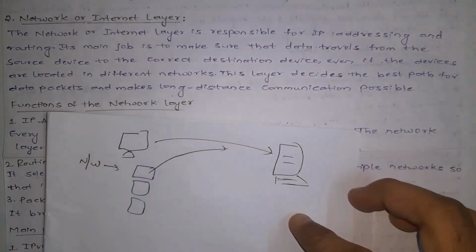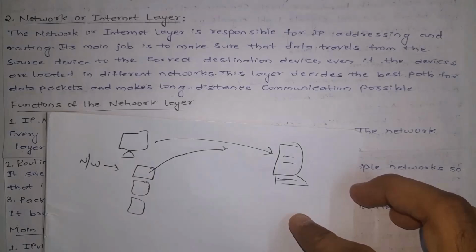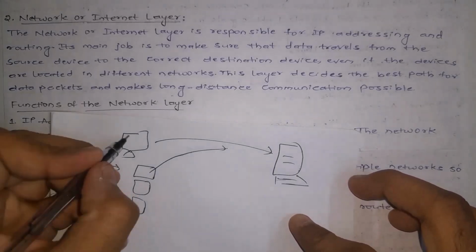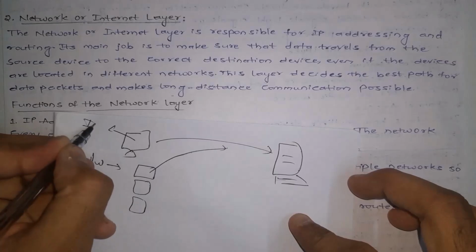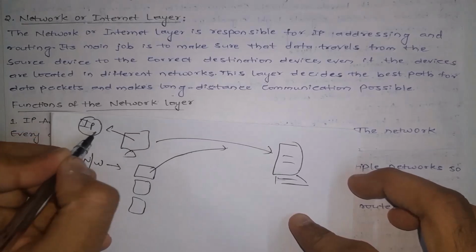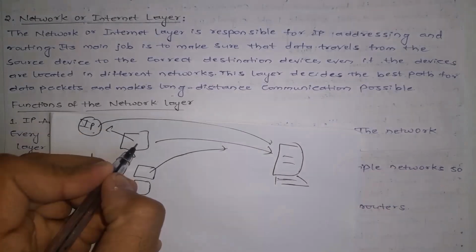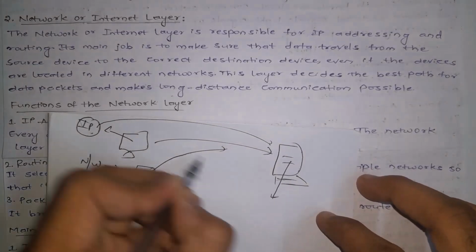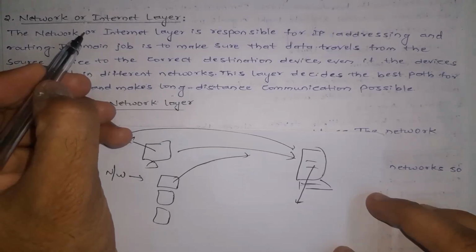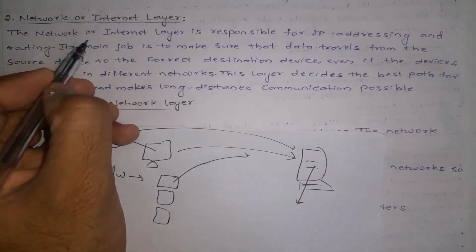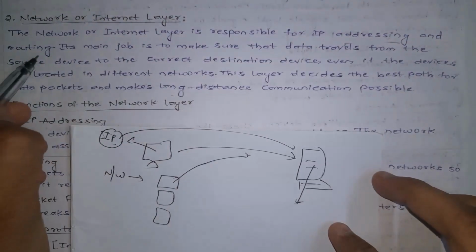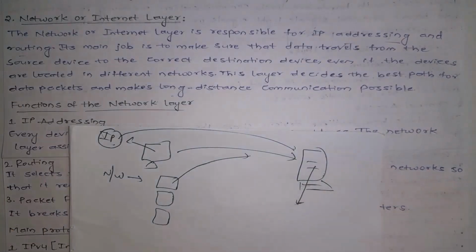For example, if we consider any person, we can identify that person by using an Aadhaar number. Similarly, each and every IoT device contains a unique IP address. By using that IP address, one device can identify the other device. So if this IoT device wants to transfer data to this IoT device, then data can be transferred by using the IP address. So the network layer is responsible for IP addressing as well as routing. Routing is nothing but finding the shortest route in order to transfer data.